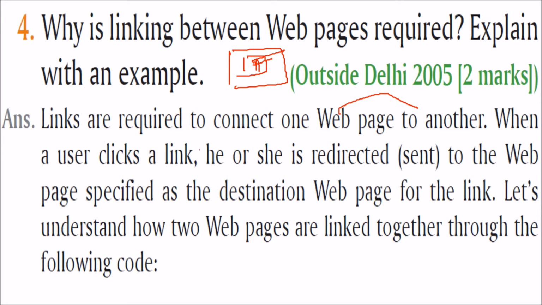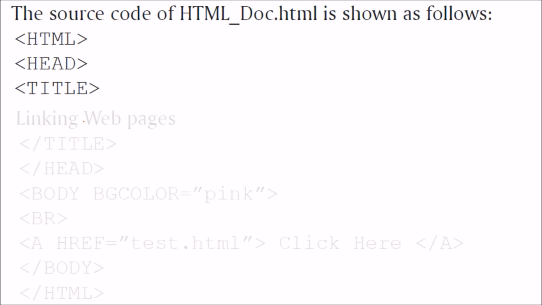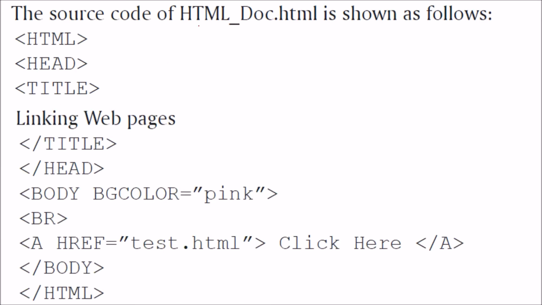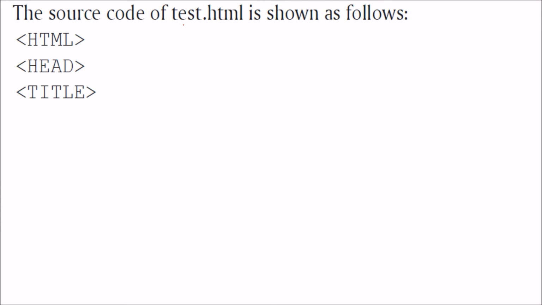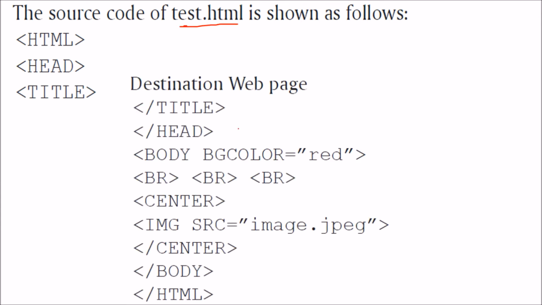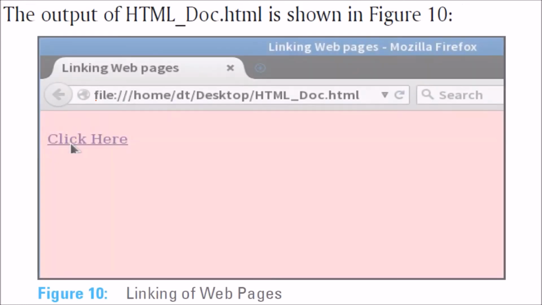When a user clicks a link, he or she may be redirected to the web page specified by the destination web page for the link. So this is a code which shows that we have an HTML page which has an anchor tag saying test.html. When you click this "click here", you will be directed to this test.html. Let us see test.html. We have done nothing, just customary things, a body and some image we have given. So when you click here, the second page will open.